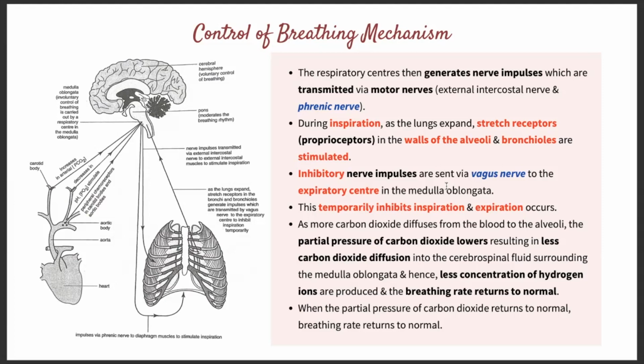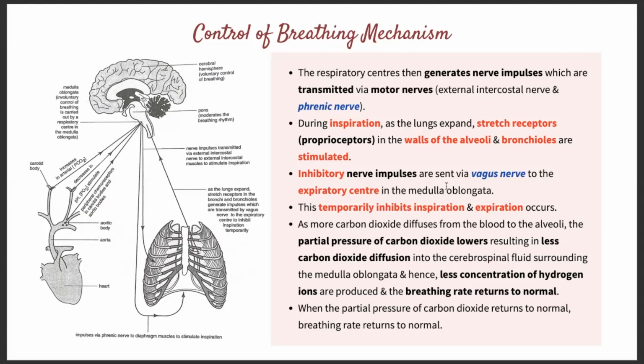As more carbon dioxide diffuses from the blood to the alveoli, the partial pressure of carbon dioxide lowers, resulting in less carbon dioxide diffusion into the cerebrospinal fluid surrounding the medulla oblongata, and hence a lower concentration of hydrogen ions is produced, and the breathing rate returns to normal. So when the partial pressure of carbon dioxide returns to normal, the breathing rate returns to normal. Only in inspiration is there such a thing as inhibition, but during expiration, no inhibition.